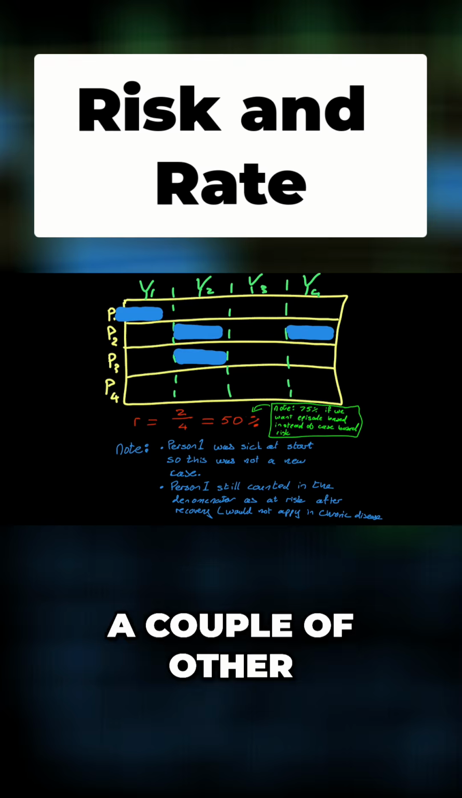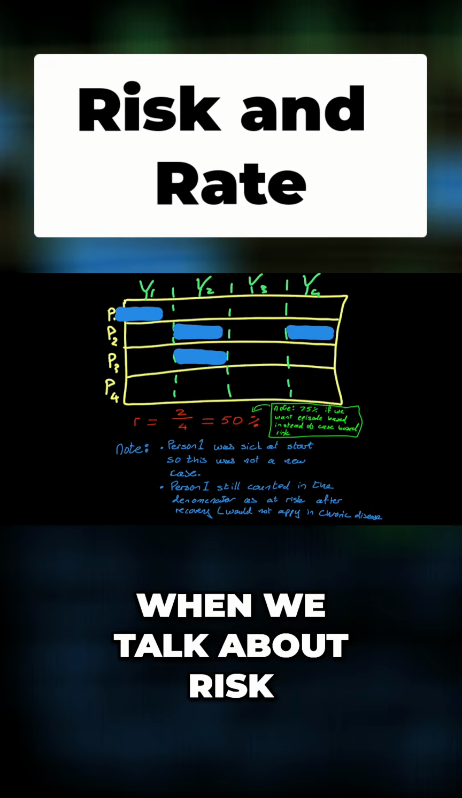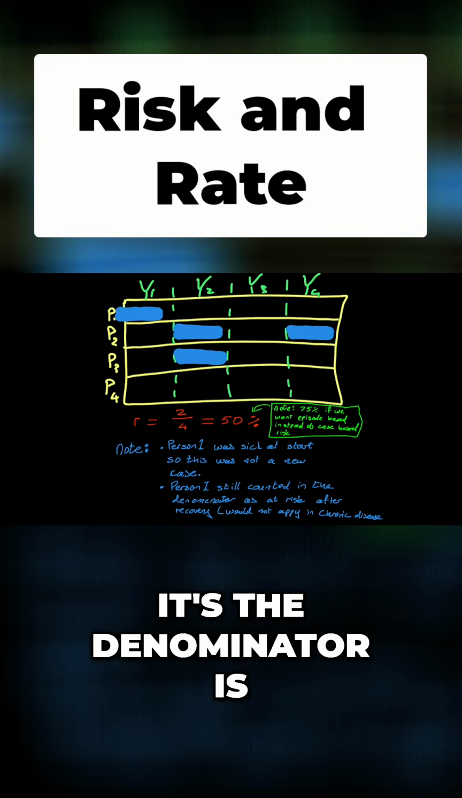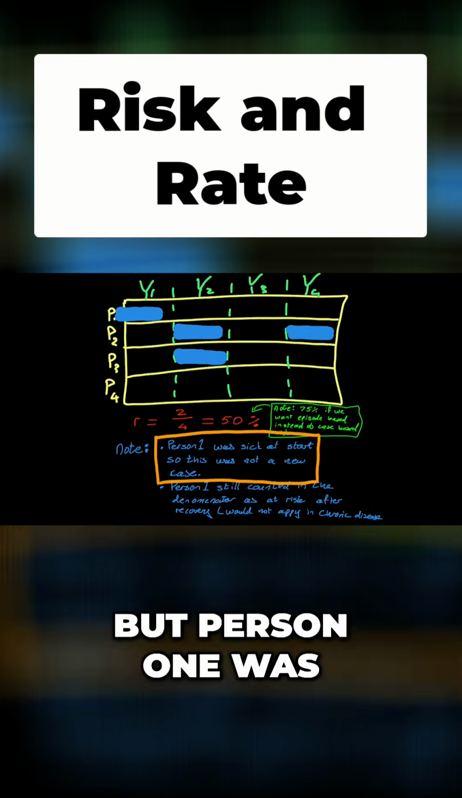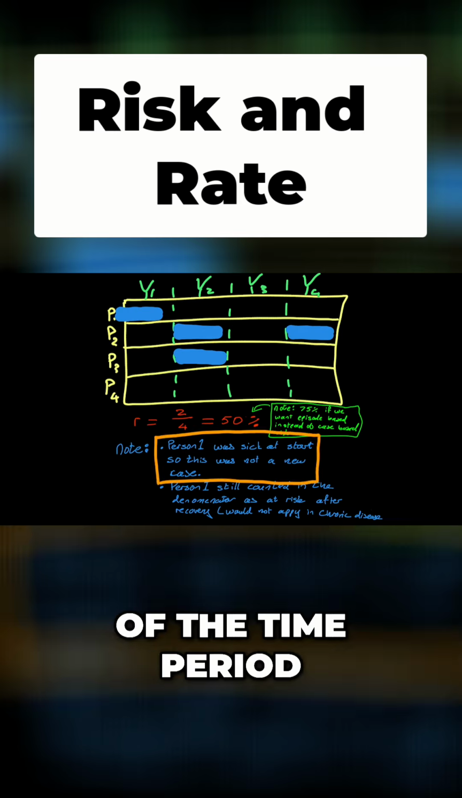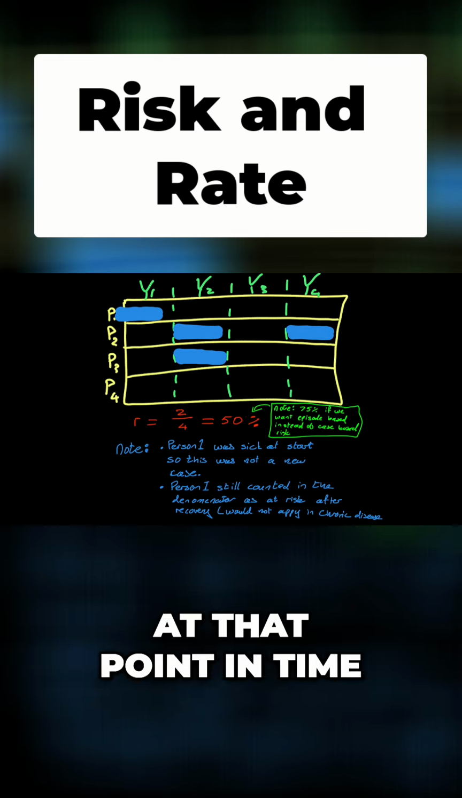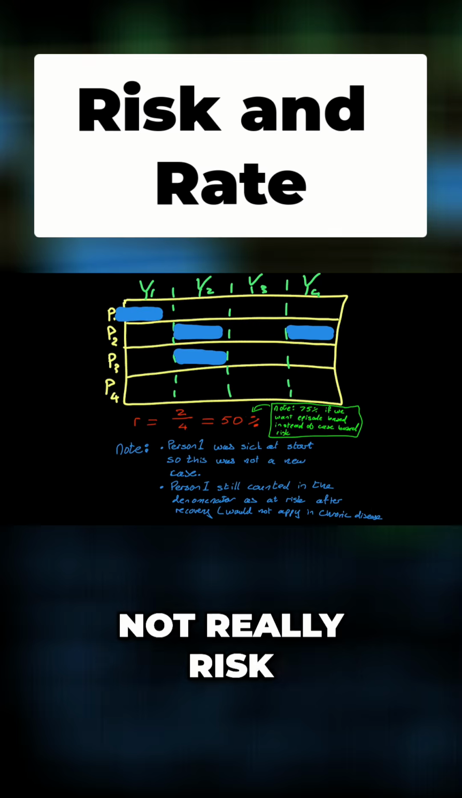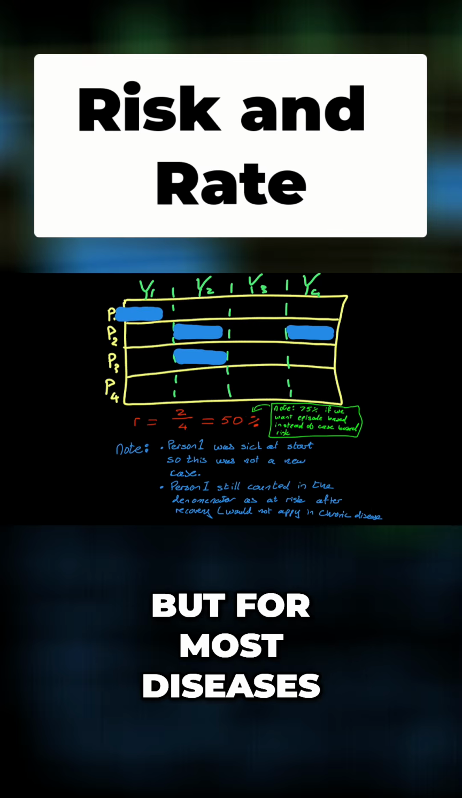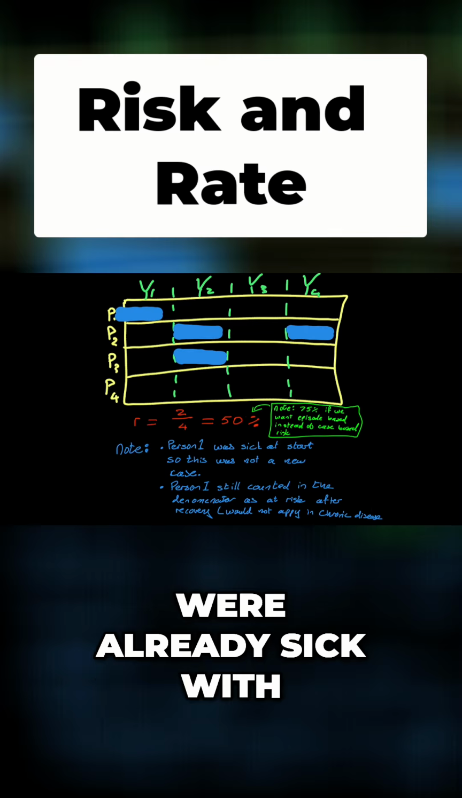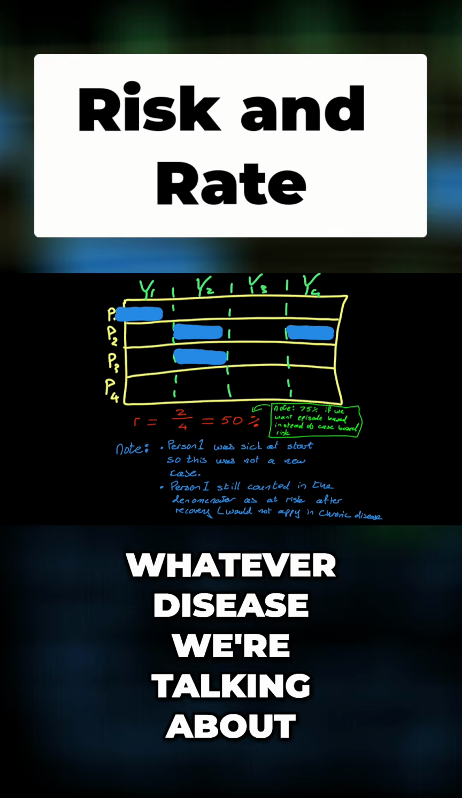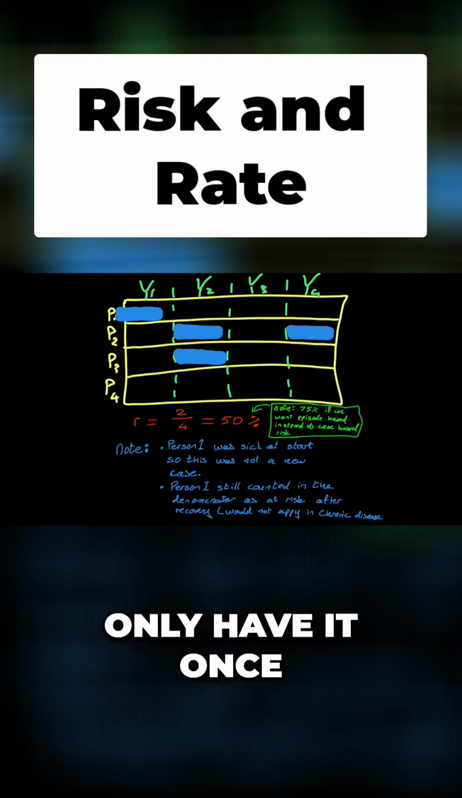A couple of other things to keep in mind. When we talk about risk, the denominator is the people that are at risk at the beginning of the time period. But person 1 was sick at the beginning of the time period. And so strictly speaking, at that point in time, not really at risk, depending on the disease, but for most diseases, not at risk of getting sick then because they were already sick with whatever disease we're talking about. Most diseases, you can only have it once at a time.